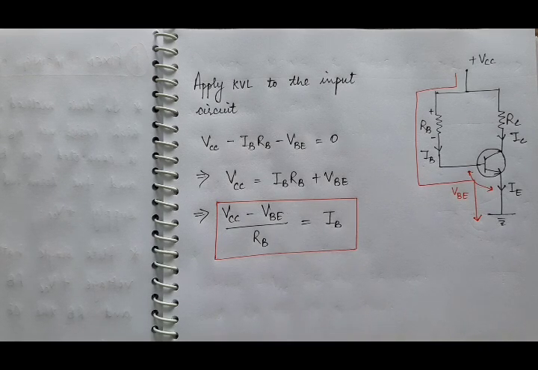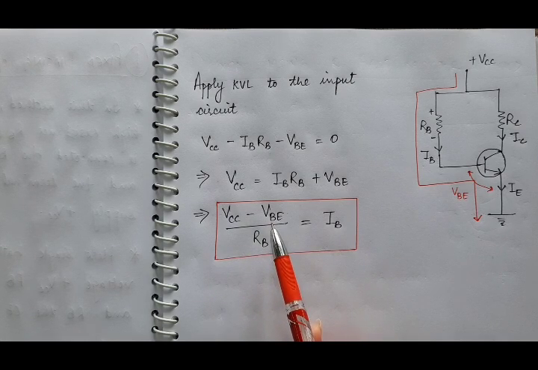And in case of theory, because we know that this is VCC power supply and this is VBE, the voltage across base emitter junction, which is 0.7 volt in case of silicon transistor and 0.3 volt in case of germanium transistor, it means this is very small as compared to this VCC. So in theory, we neglect this value as compared to this. But in case of numericals, we will not neglect.